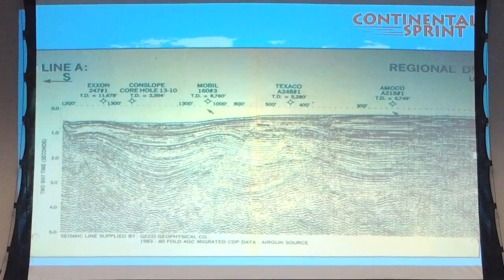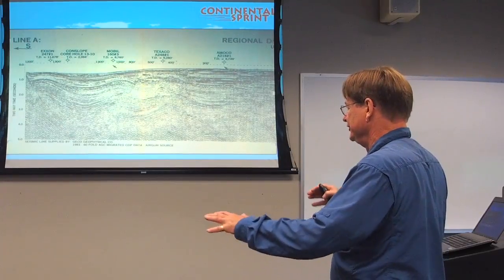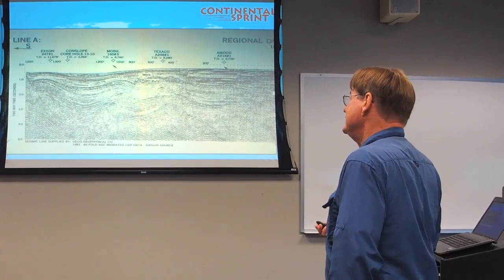Continental sprint produced the upwarp of the continents, and the ocean basins closed up the Mediterranean.